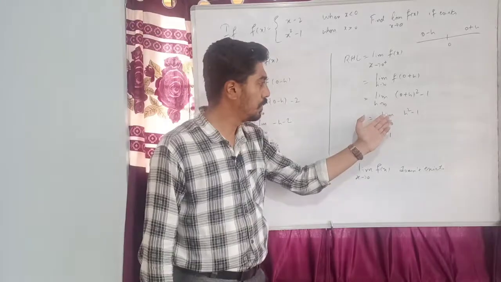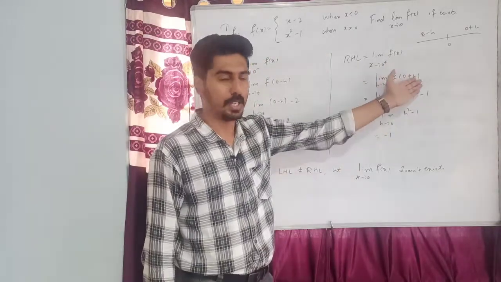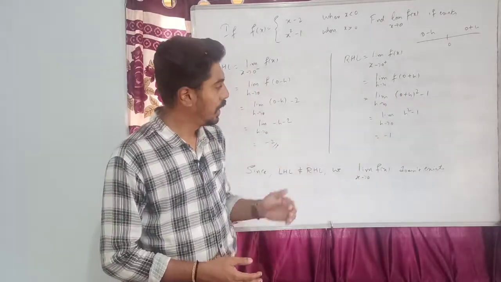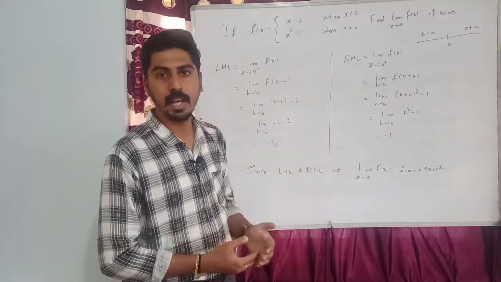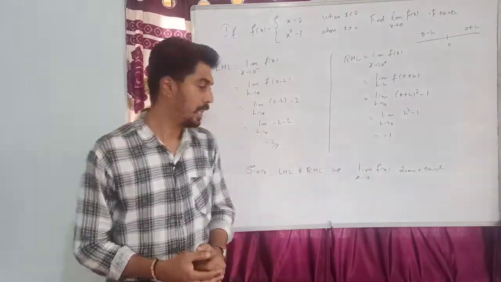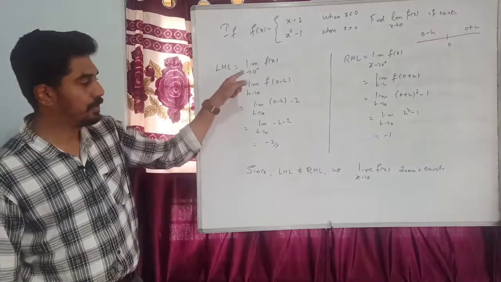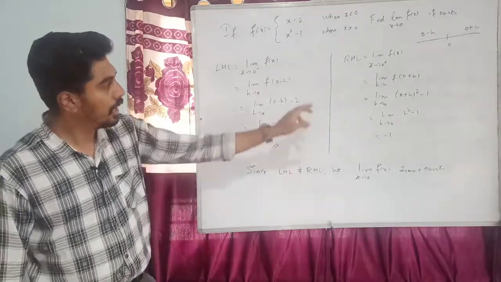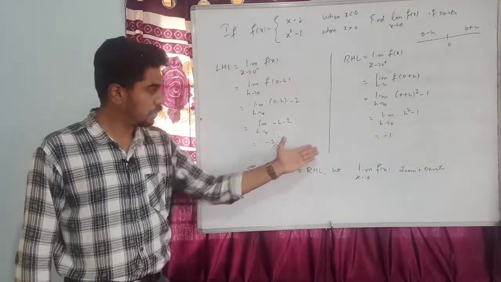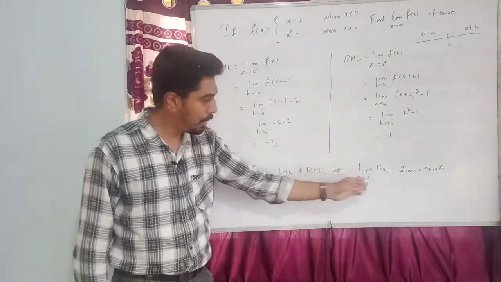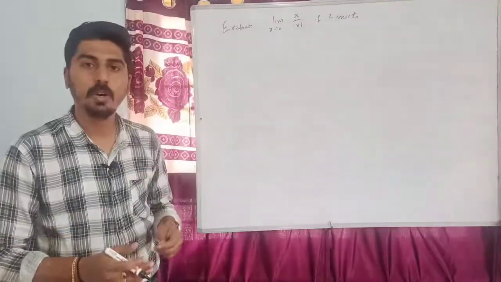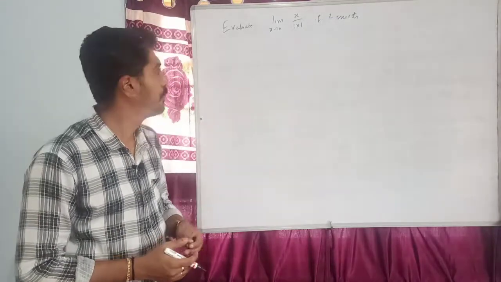So this is equal to limit of (0 plus h) whole square minus 1, which is the same as h square minus 1. Now if I apply the limit as h tends to 0, I get 0 minus 1, which is minus 1. Here the LHL at 0 is minus 2, RHL is minus 1. Since LHL is not equal to RHL, the limit of f of x as x tends to 0 does not exist.